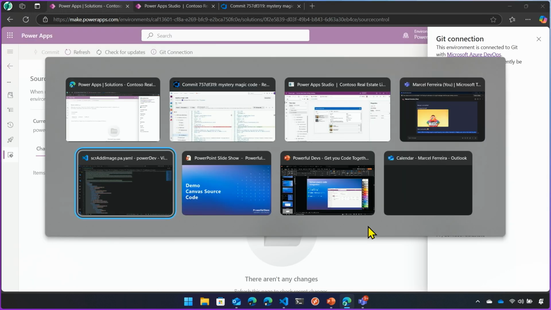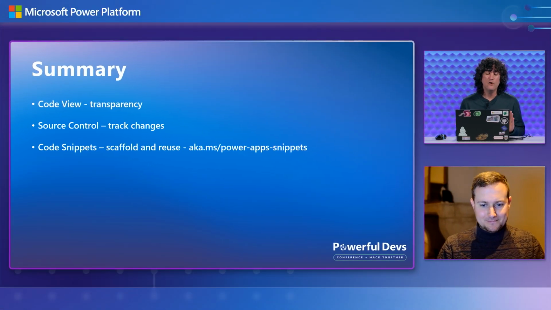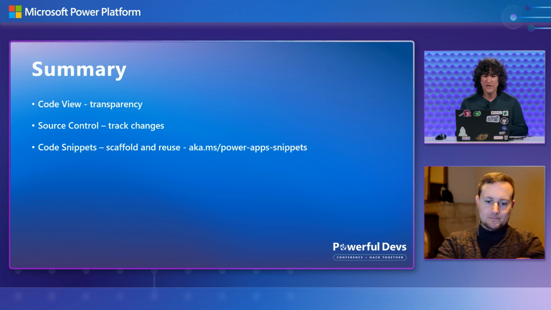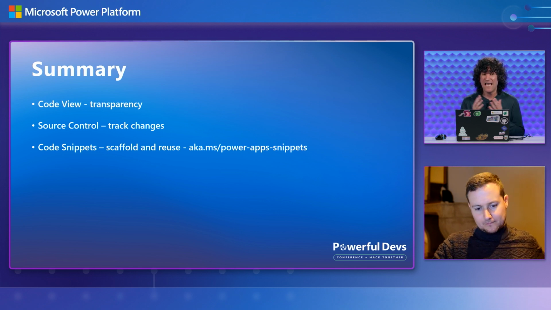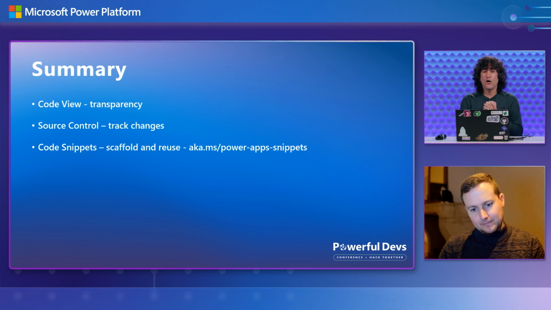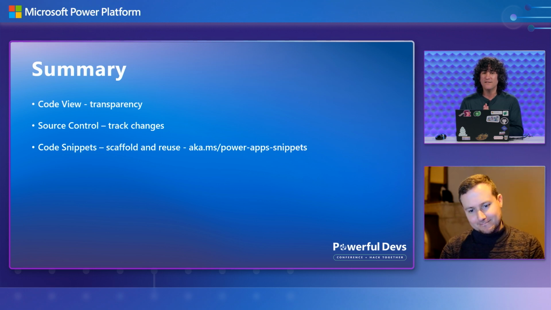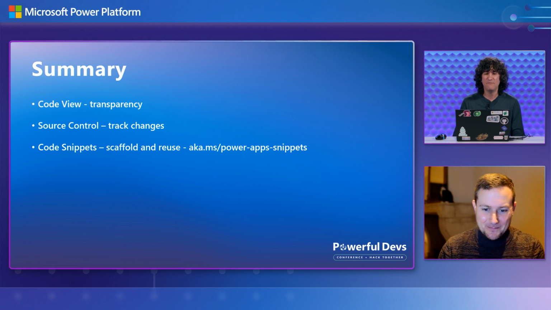We are about to see a cool thing. Quick summary about the demo. We saw the code view. You can see everything that is happening under the hood for your app. You can source control, you can track changes, and you can use code snippets to scaffold and reuse. And there is a whole gallery of the community that helps you to create controls, copy, and paste. But again, code clarity is important. And I know Appy likes code a lot, just like me. Appy, wanna help us to understand code a little bit better?